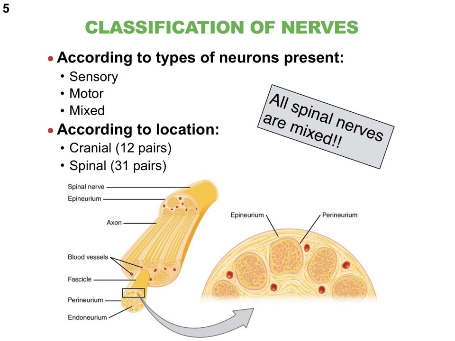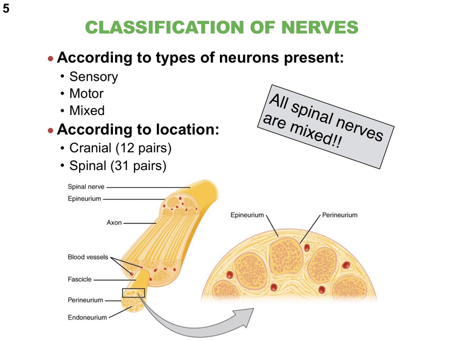As you know by now, there are two ways to classify nerves. We can classify them based on what kinds of neurons are present, and therefore we have three categories or three classes. Nerves that only contain sensory neurons, such as your dorsal root nerves, are sensory nerves. Your ventral roots are examples of motor nerves because they only contain motor neurons. And then all of your 31 pairs of spinal nerves are mixed nerves.